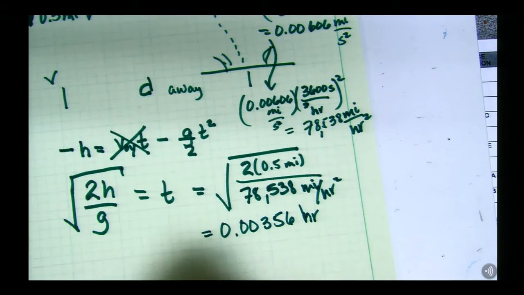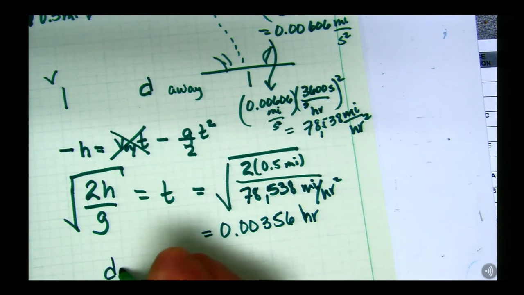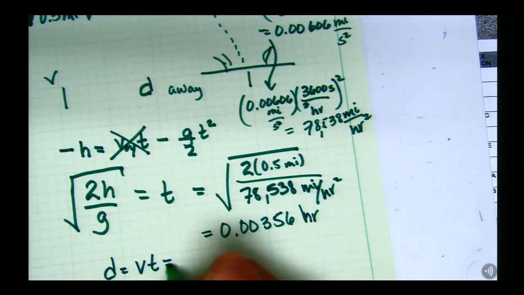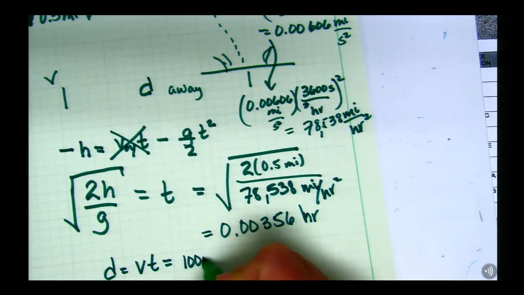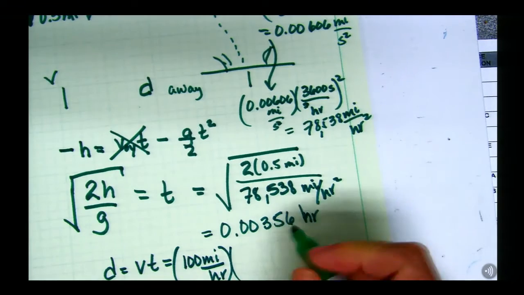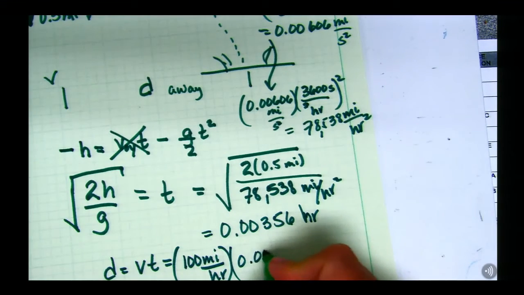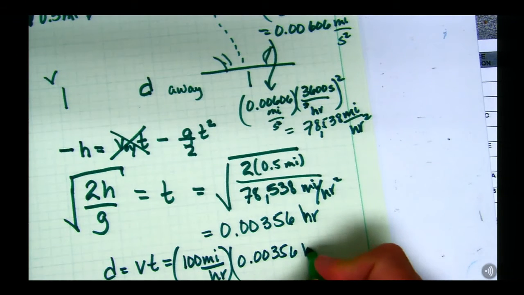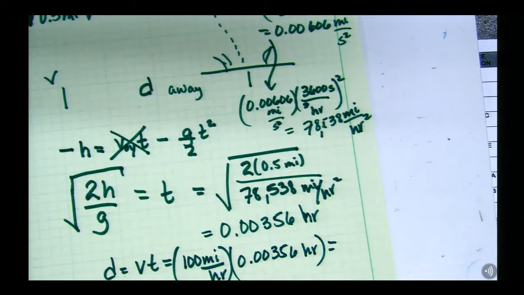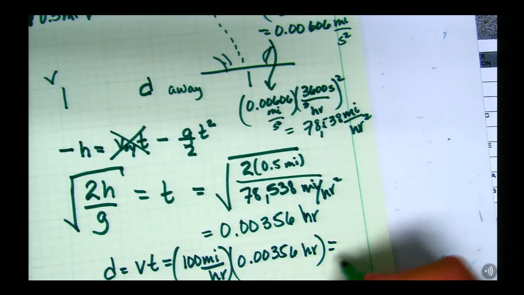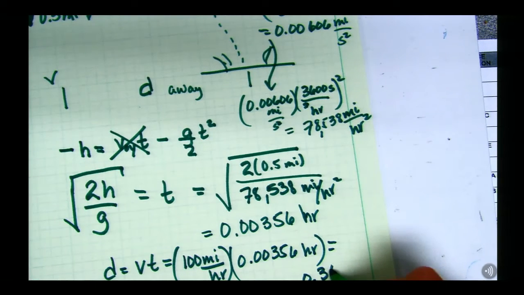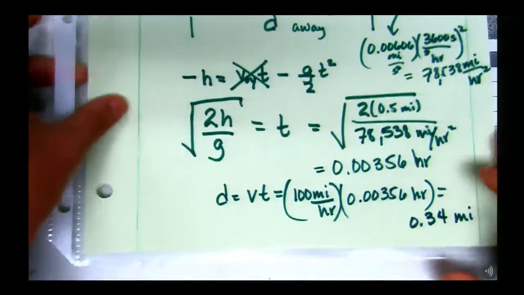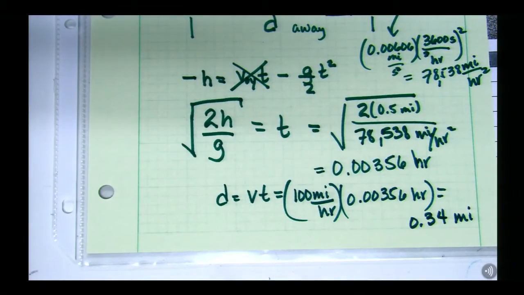And now my distance is equal to my velocity times time. My velocity is 100 miles an hour. And I've got that times my 0.00356 hours. I have to drop it at 0.34 miles away. That's just because I picked funky numbers. But you have a problem just like this one. And you have an example in the book just like this one.